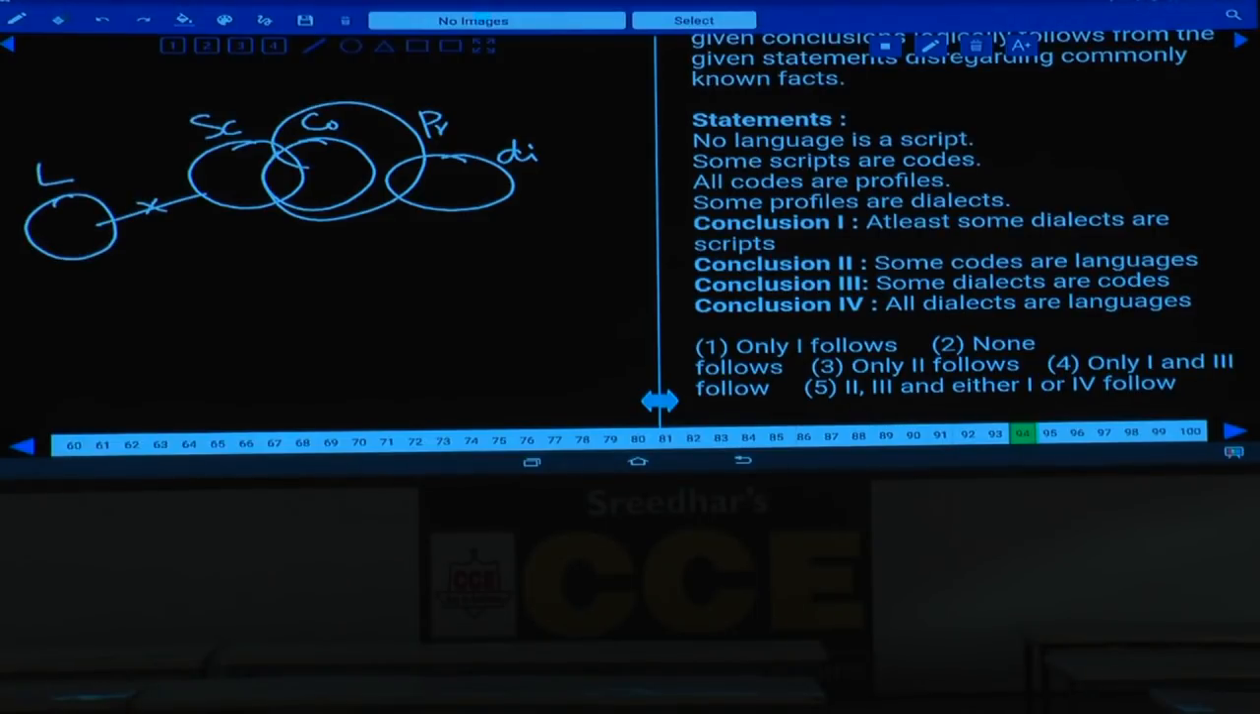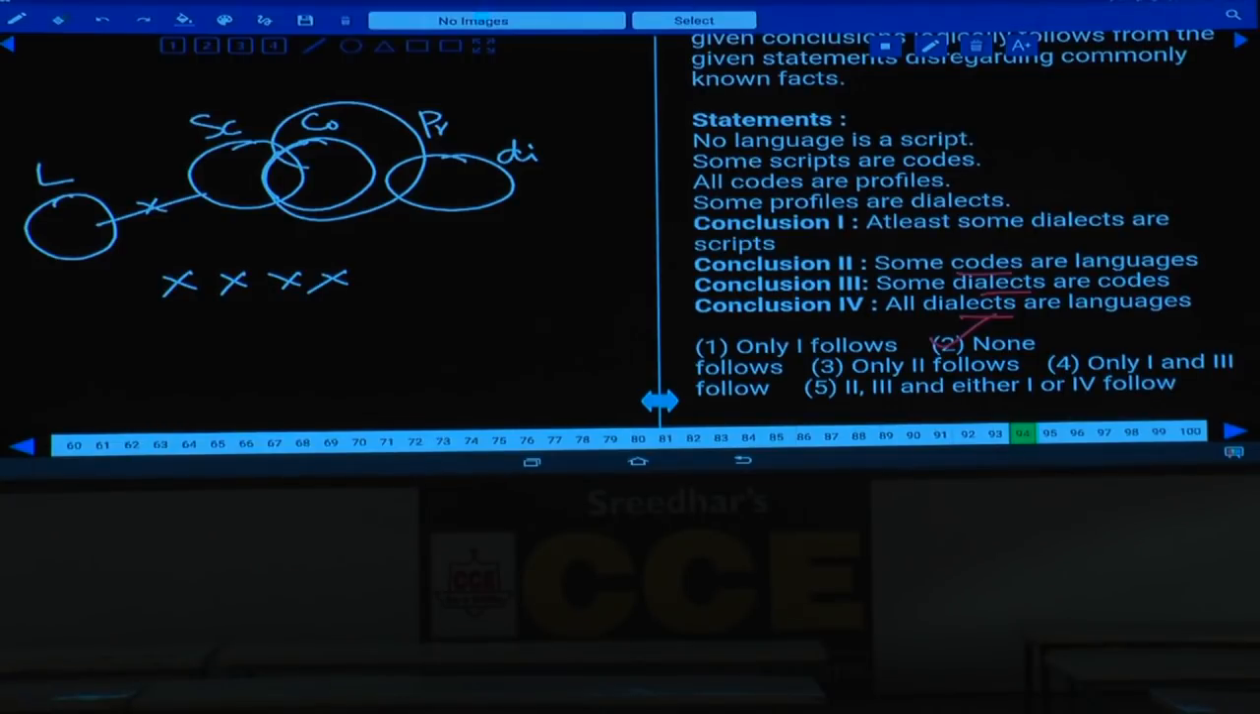Then coming to the first conclusion, some dialects are script. Dialect and script cannot be intersected. As of now, it is false. Some codes are languages, and code is here, language is here, that is also false. Some dialects are code, that's also false. All dialects are languages, that's also false. All the conclusions are false, that is none, choice 2.